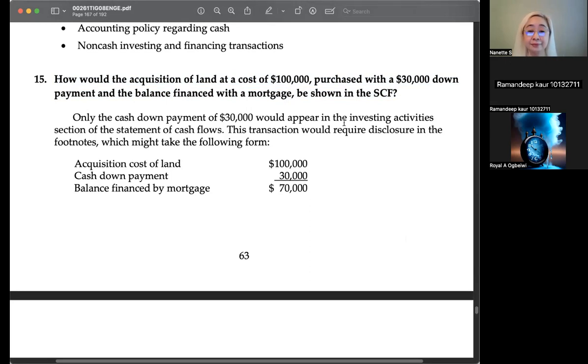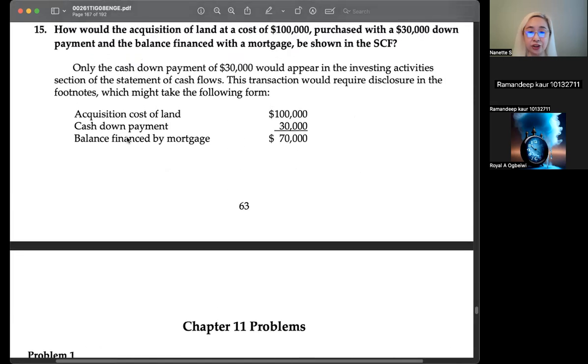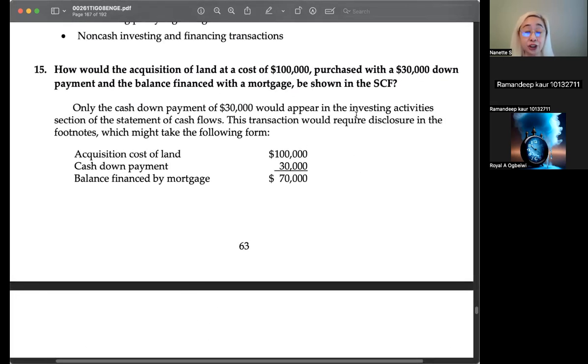Only the cash payment of $30,000 would appear in the investing activities section of the statement of cash flow. This transaction would require disclosure in the footnotes, which might take the following form. So here you have your acquisition cost of the land, which in this case is 100,000. And then you made a cash down payment of 30,000. So you still need to pay 70,000. So this would be your balance financed by mortgage. So you're going to show this as a footnote under your statement of cash flow.